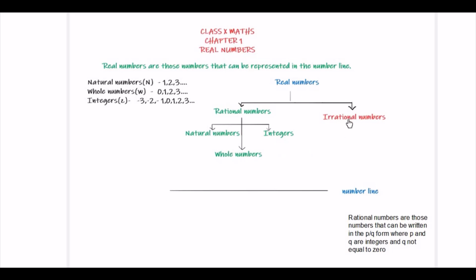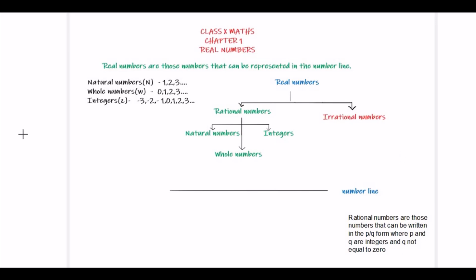So if you check this diagram, you can see that the real numbers are basically divided into rational as well as irrational numbers. And you can also see that natural numbers, integers and whole numbers all come under rational numbers. So let's see what rational numbers are. Rational numbers are those numbers that can be written in the form p by q, where p and q are integers and q is not equal to 0.